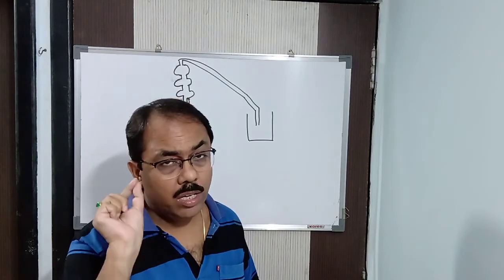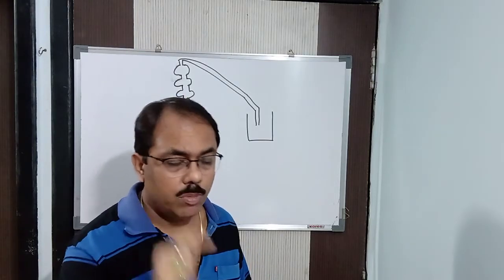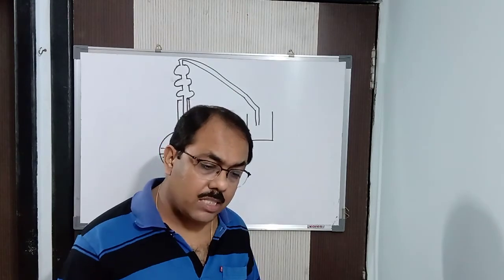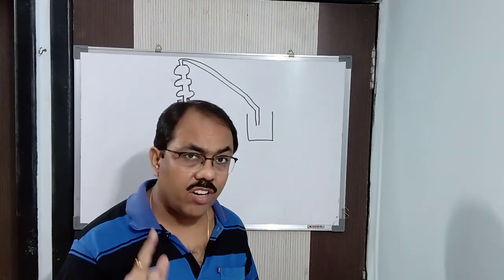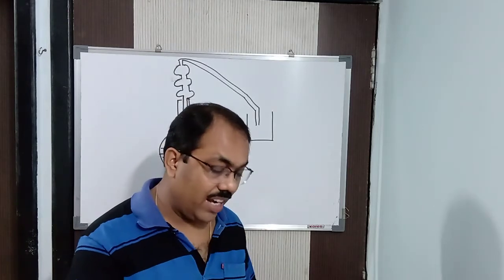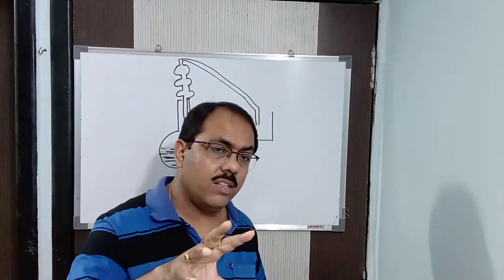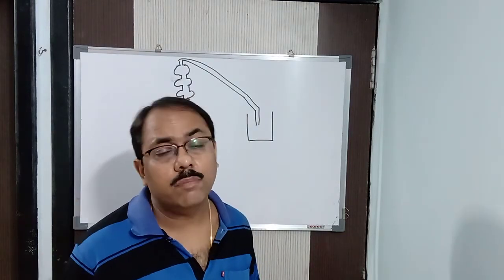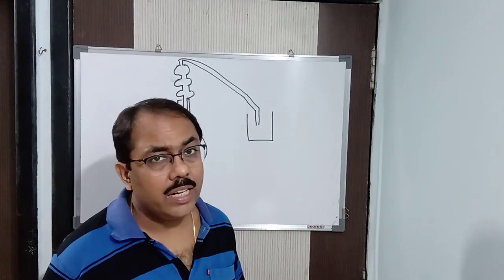The liquid should be miscible, mind it. The two components should be miscible. And the difference in the boiling point should be at least 10 degrees Celsius between the two components. Like suppose you have taken ethyl alcohol and water. The difference in the boiling point between ethyl alcohol and water should be at least 10 degrees, minimum. Why? If it is less than 10 degrees, what will happen?